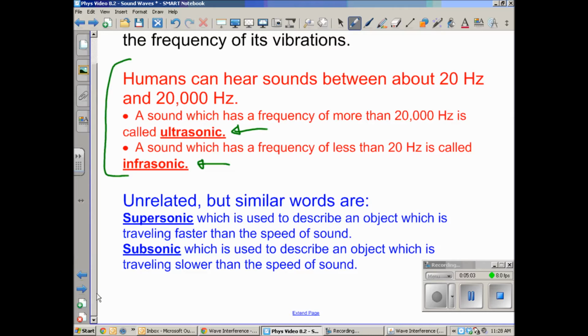Okay, so it would not make sense to say, oh, that wave is supersonic. You could say, oh, that jet is supersonic, or that bullet is supersonic, because it's an object moving faster than the speed of sound. Okay.